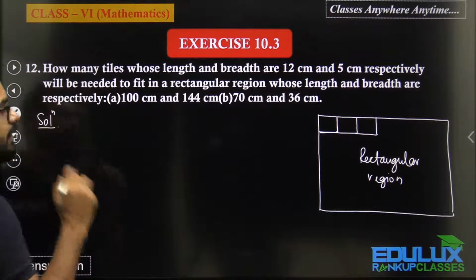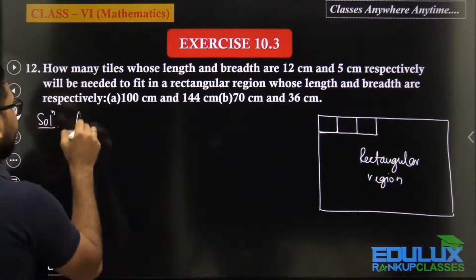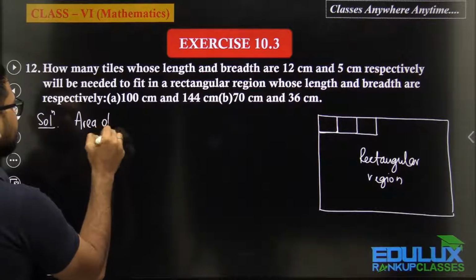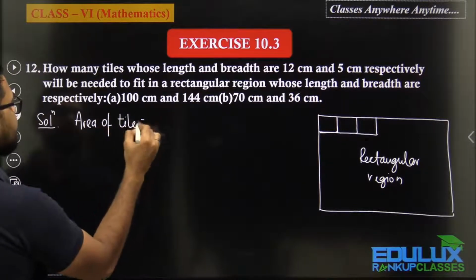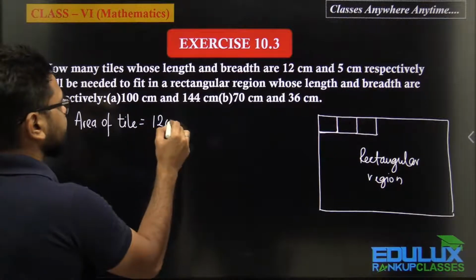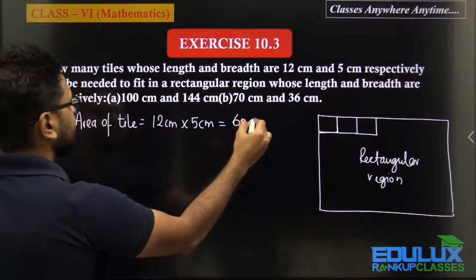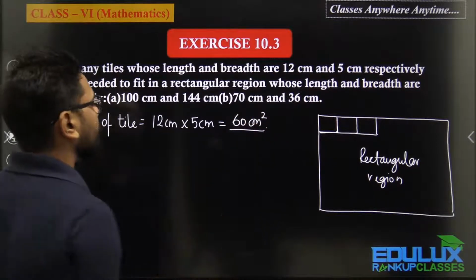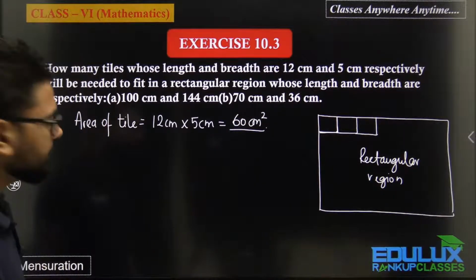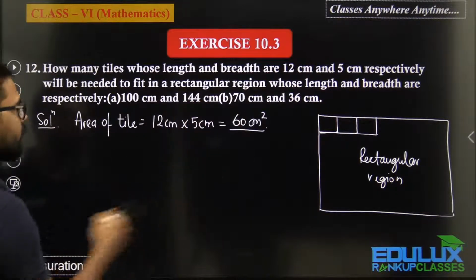First we will find the area of one tile. So the area of a tile is equal to how much? Area is length into breadth, that is 12 centimeter by 5 centimeter, which is equal to 60 centimeter square, the area of one tile. Clear? Now we are going to find the area of this rectangular region.